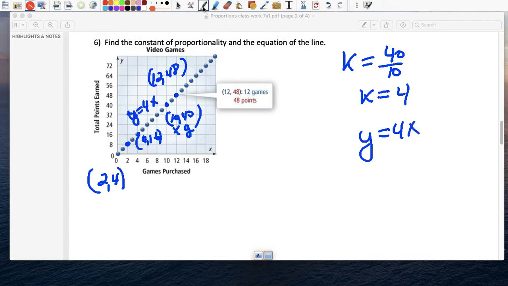Now if you look at it, how does 12 become 48? ¿Cómo que 12 se queda 48? Times 4. How does a 10 become 40? Times 4. How does a 4 become 16? Times 4. And this one is not 2 and 4. This one should be 2 and 8. I wrote it wrong.